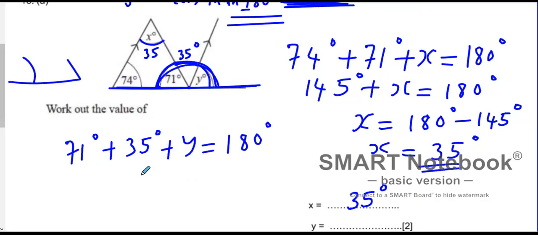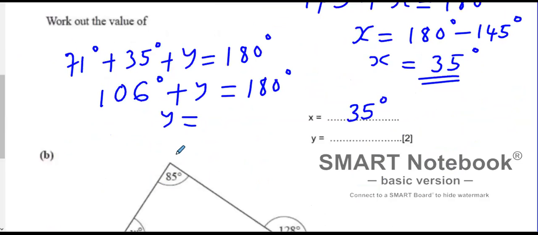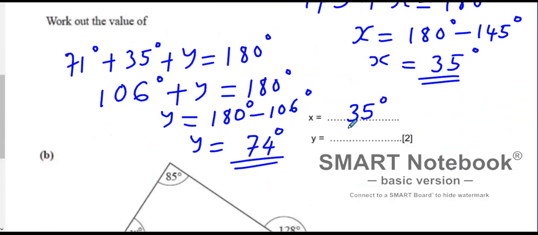So 71 plus 35 gives you 106 degrees, plus y gives you 180 degrees. So to find the value of y, you will be subtracting 106 from 180. This gives you 74 degrees. See that? So y will be 74 degrees.